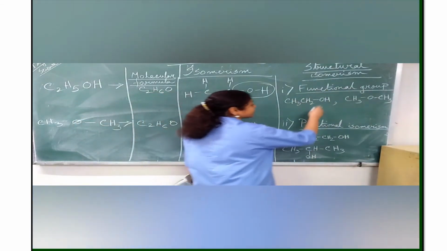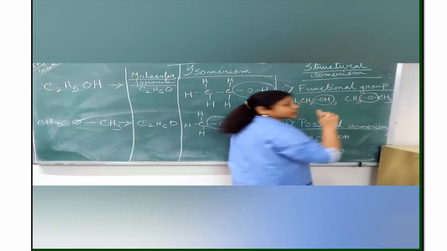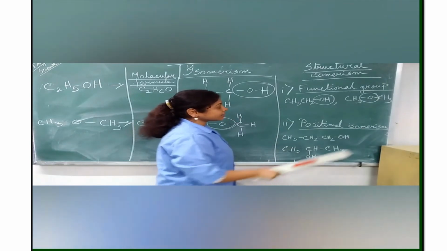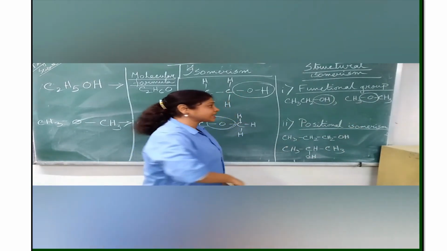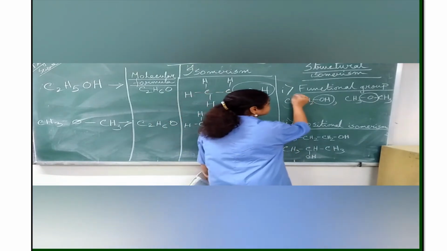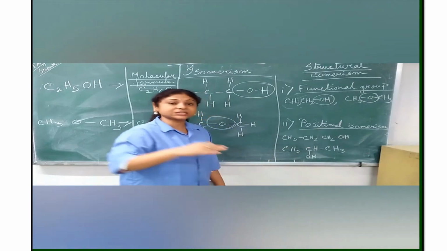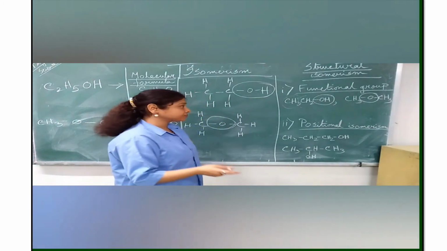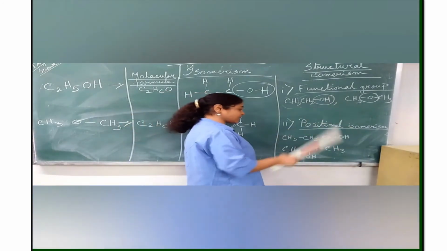See, functional group differs. Try to understand that. Ether and this is alcohol. Functional group is different, but CH3, CH2, means total number of carbon and total number of hydrogen are the same. They are just arranging themselves in a different way. So where functional group is different, that is called functional isomerism.